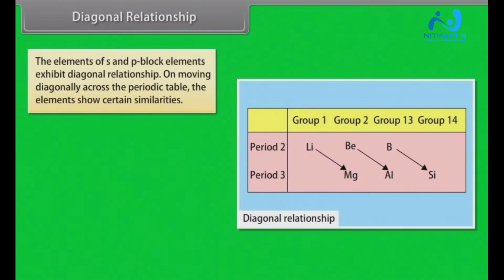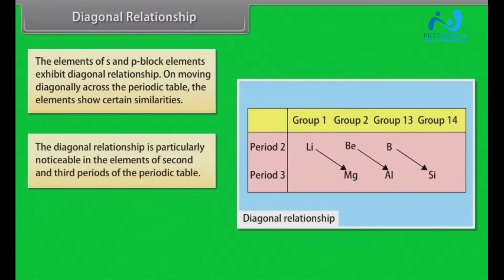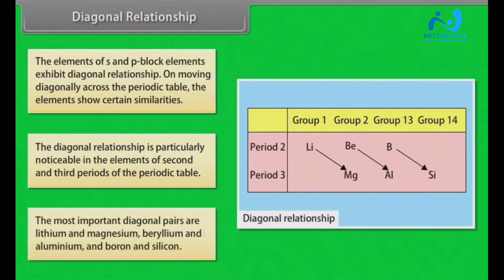Diagonal relationship. The elements of S and P block exhibit diagonal relationship. On moving diagonally across the periodic table, the elements show certain similarities. The diagonal relationship is particularly noticeable in the elements of second and third periods of the periodic table. The most important diagonal pairs are lithium and magnesium, beryllium and aluminium, and boron and silicon.